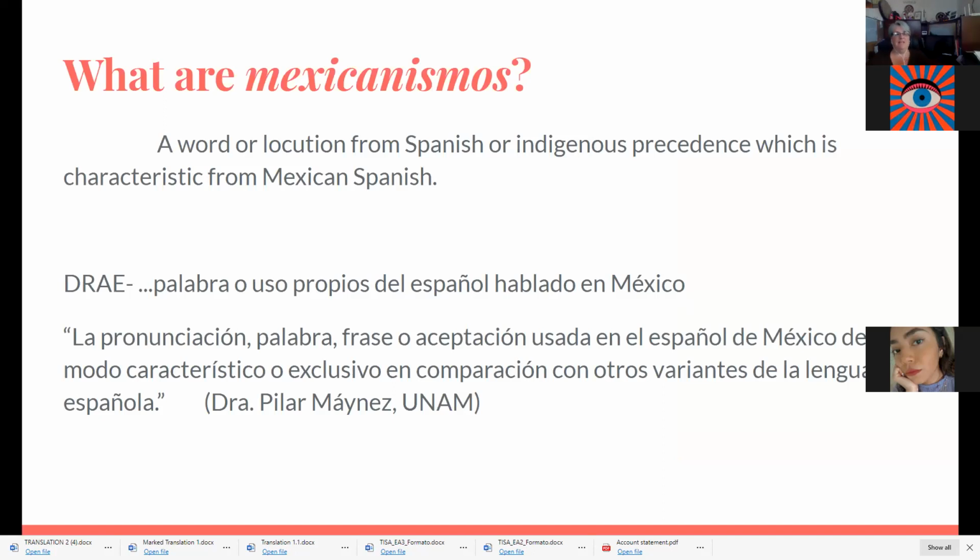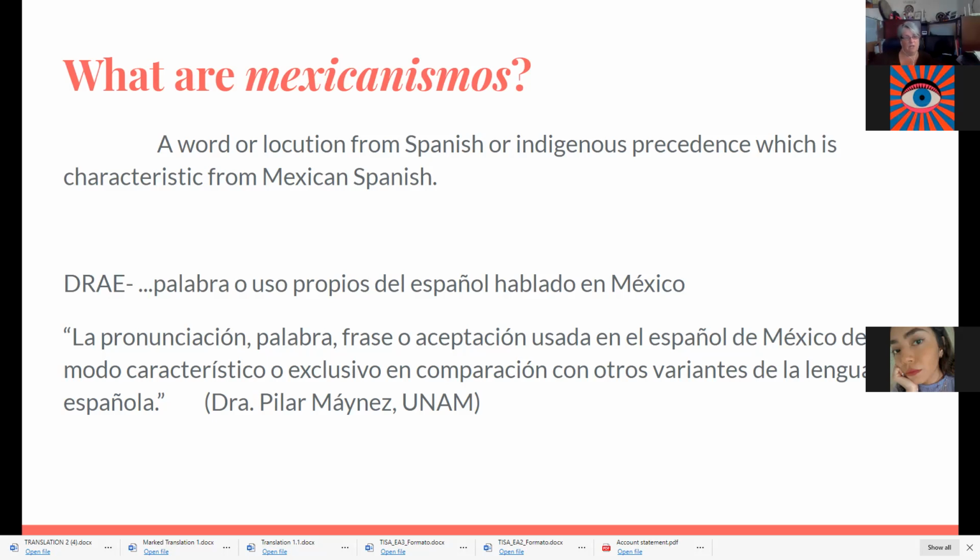And we have a number of definitions here: a word or locution from Spanish or indigenous precedents, which is characteristic from Mexican Spanish. This is what distinguishes Mexican Spanish from a larger Latin American Spanish, or even a larger Spanish generically. The RAE defines it as palabra o uso propios del español hablado en México, the same kind of definition, the language that we use very specifically in Mexico.